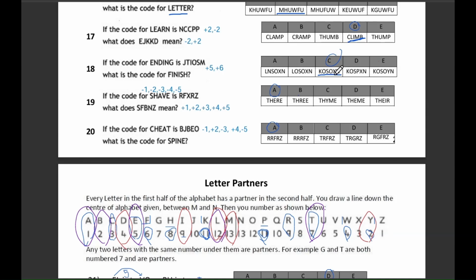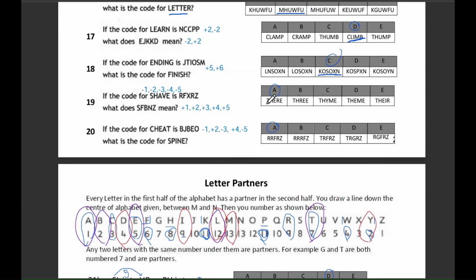Question 19. Okay, shave becomes RFXRZ. Let's see the pattern. S to R is -1, H to F is -2, A to X is -3, V to R is -4, and E to Z is -5. So the pattern is subtracting an increasing number each time.